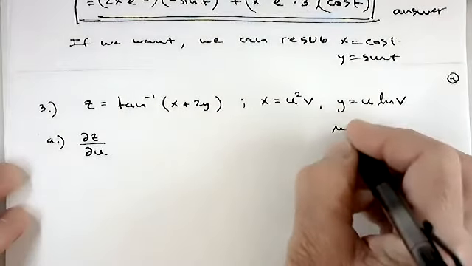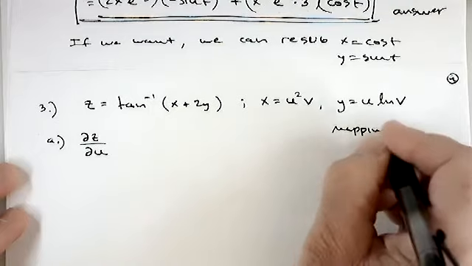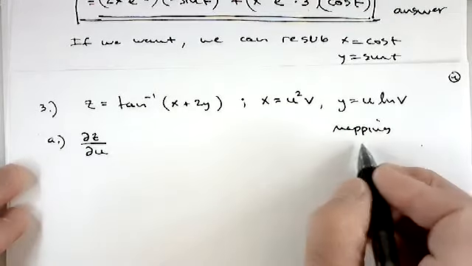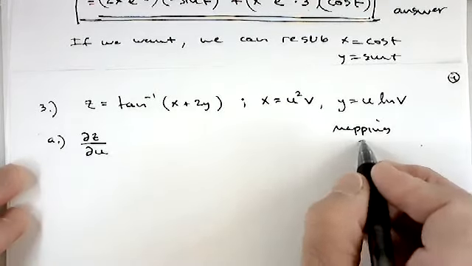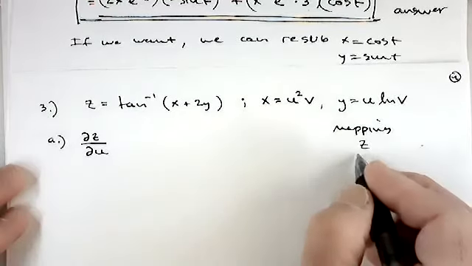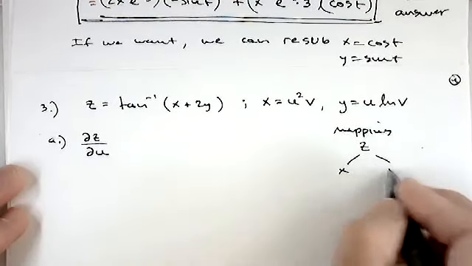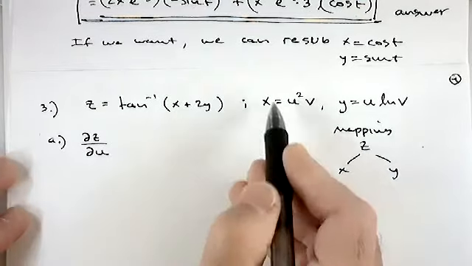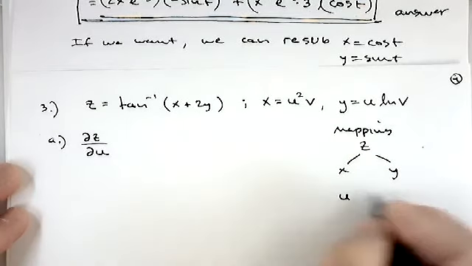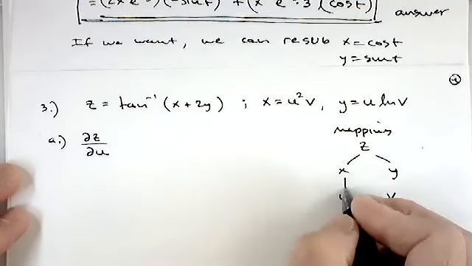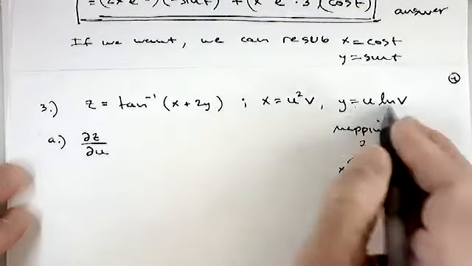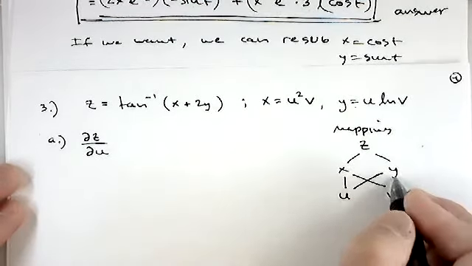So let's look at our mapping. I'll show you how things can get changed here. So I start with the fact that z, the way it's written, is a function of x and y again. But this time, x is a function of u and v, so I'd have an arrow going from there to there, and so is y. So that would go from here to here.